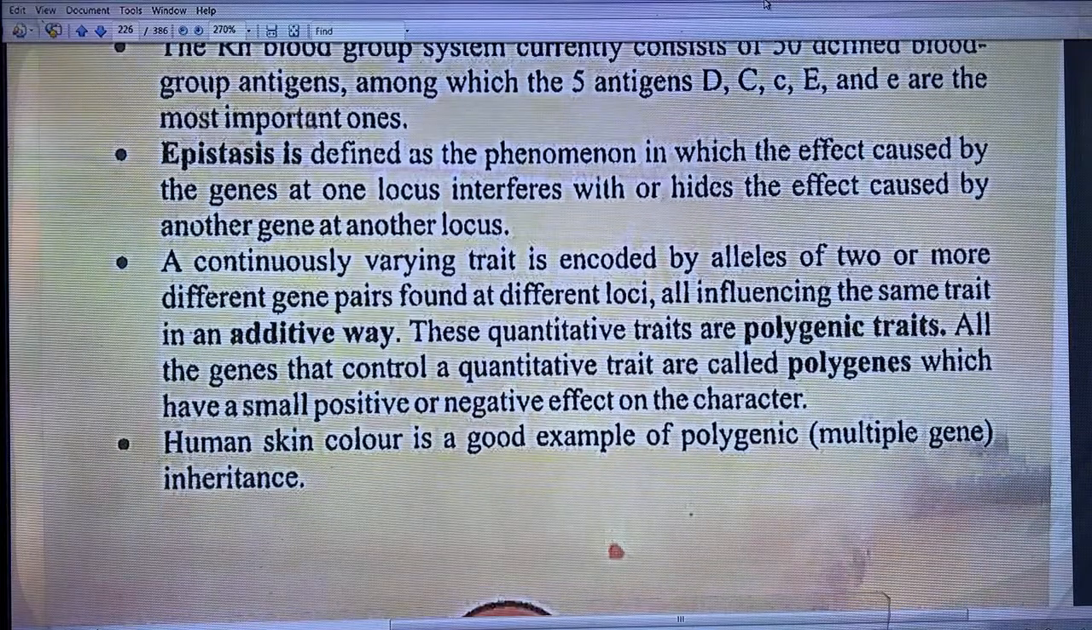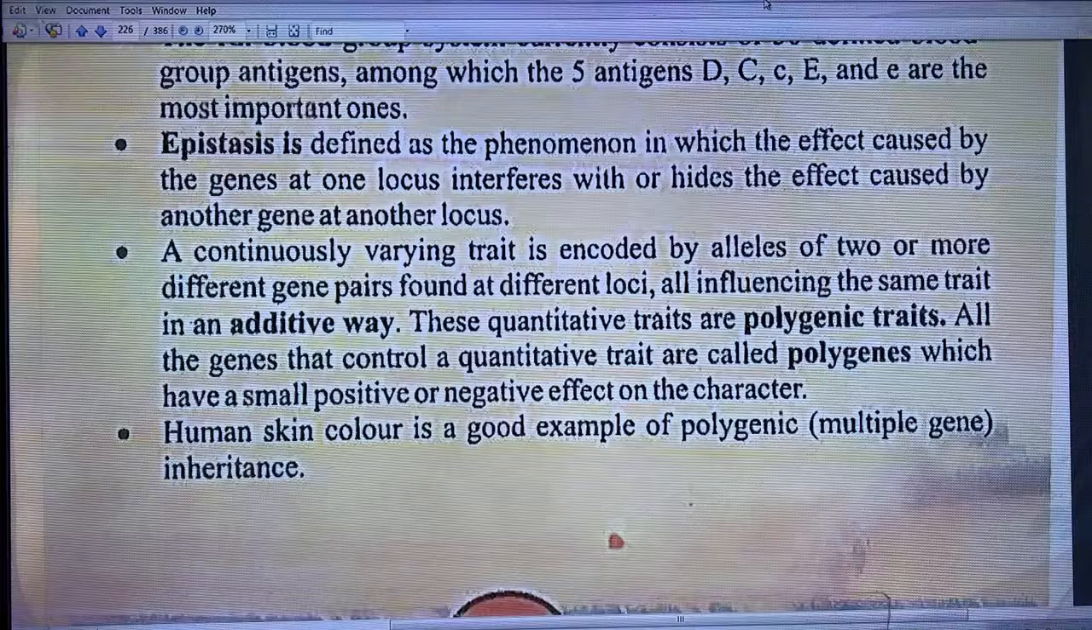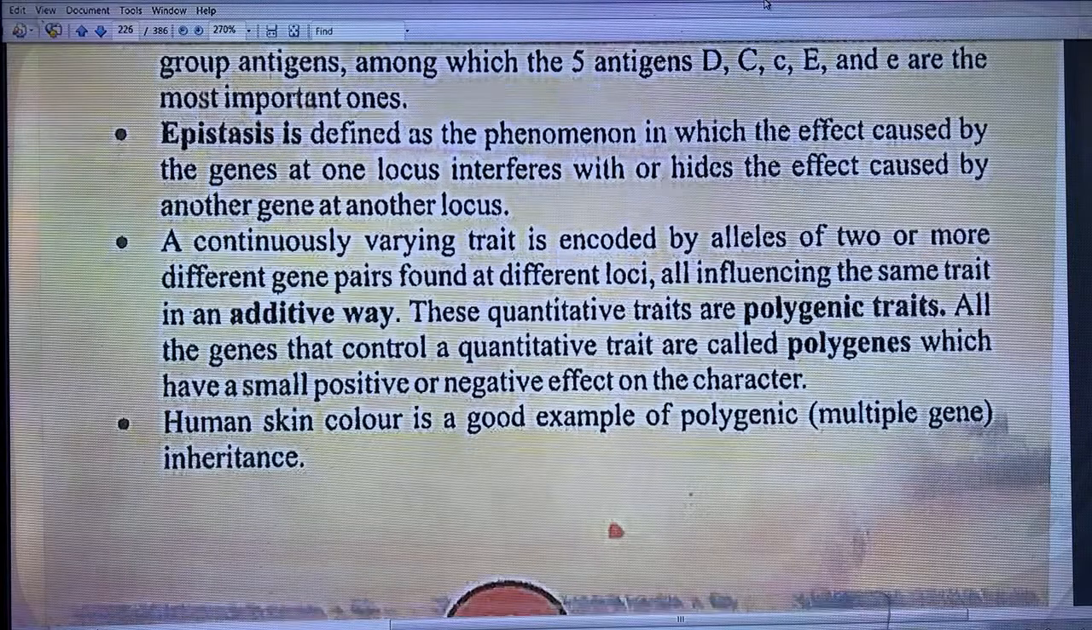Epistasis is defined as the phenomenon in which the effect caused by the gene at one locus interferes with or hides the effect caused by another gene at another locus. A continuously varying trait is encoded by alleles of two or more different gene pairs found at different loci, all influencing the same trait in an additive way. These quantitative traits are polygenic traits. All the genes that control a quantitative trait are called polygenes, which have a small positive or negative effect on the character. Human skin color is a good example of polygenic, multiple gene inheritance.